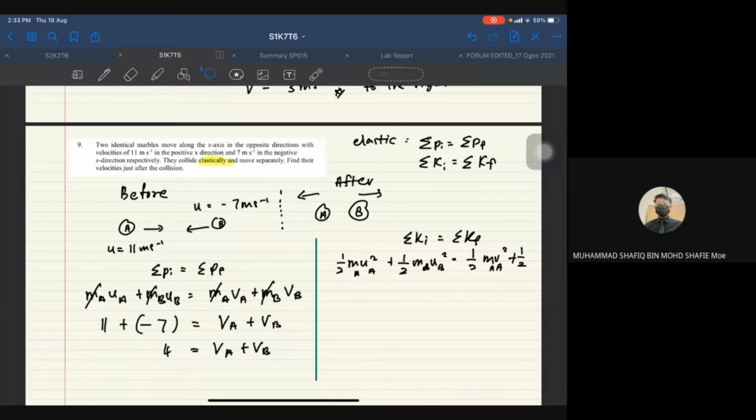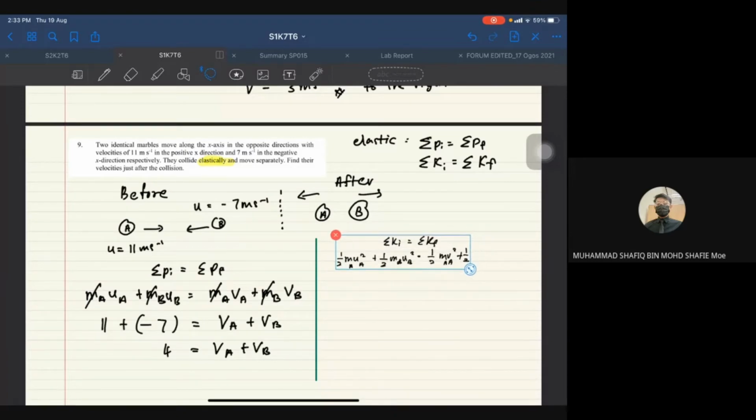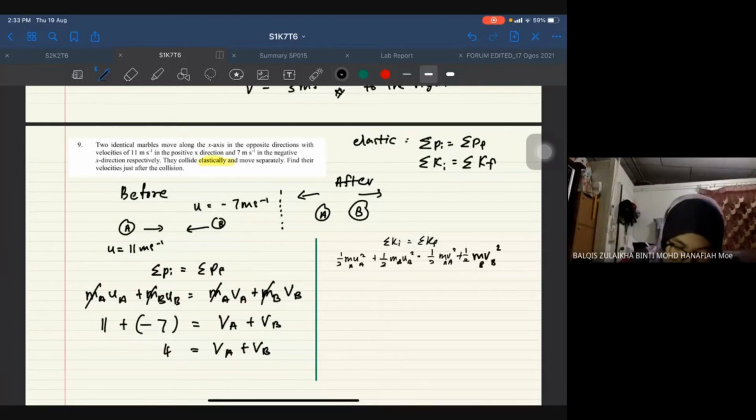Okay, tak muat. So I'm gonna make this one a little bit smaller. So half mv square, but this time it's b. Okay, so far boleh ikut ke tak? Boleh, sir. Boleh, sir. Yeah. So before collision, you can cancel out the half straight away. You can cancel all the terms have half. So mass also the same. Banyak cancel lagi. Okay, now you left with UA square. So 11 square plus negative 7 square. This one square, so it doesn't really matter. Equals to VA square plus VB square.